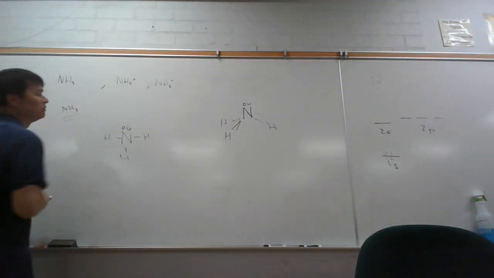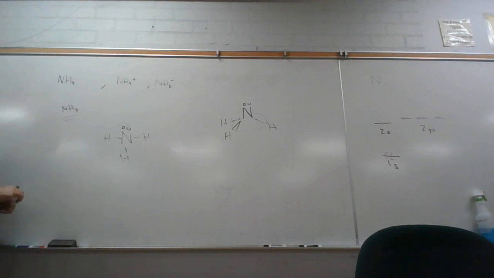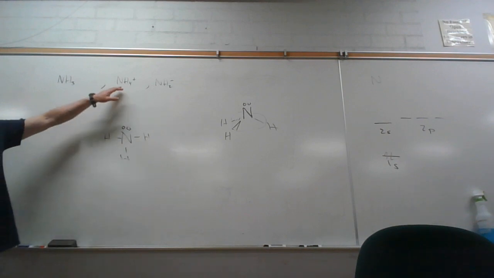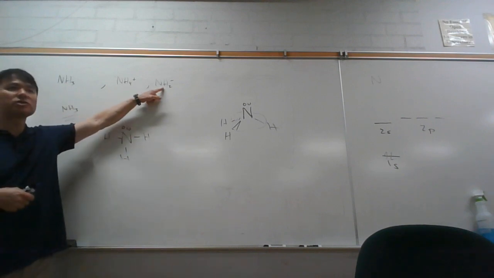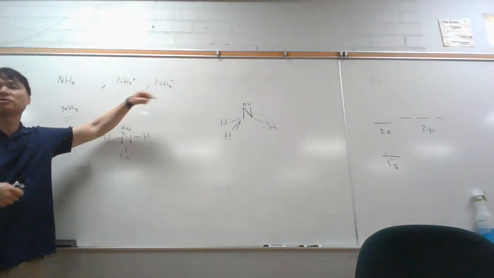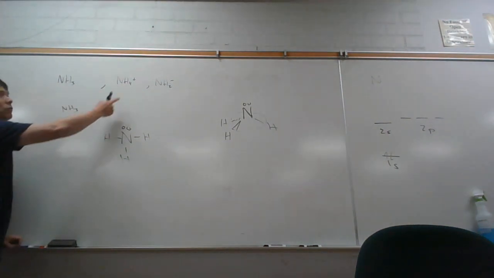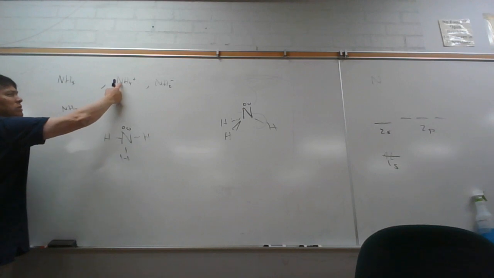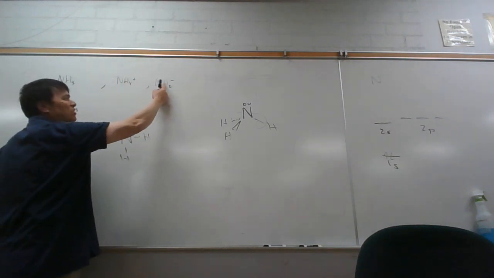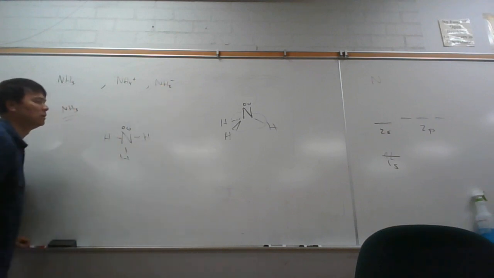But sometimes the number of valence electrons can be more or less. For example, in ammonium, nitrogen doesn't have 5 valence electrons. In ammonium, nitrogen has 4 valence electrons, and in amide, nitrogen has 6 valence electrons. It's because of the formal charge that goes on nitrogen. If nitrogen has a positive charge, it's got fewer electrons than normal. If nitrogen has a negative charge, it has more electrons than normal.